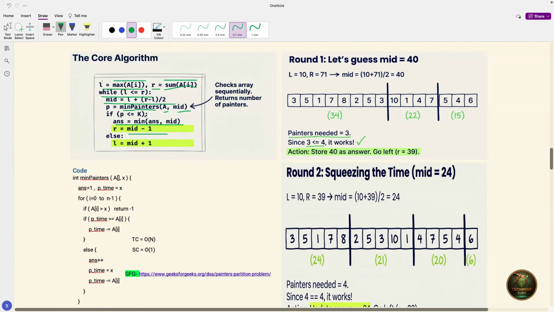And when P is greater than K, that time we will move towards the right. And for moving towards the right, we do L = mid + 1. So let's see them in each round. Suppose round 1 gives us mid as 40, right? So if we have 40, how many painters do we need?